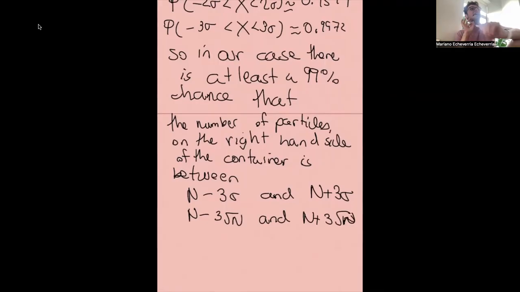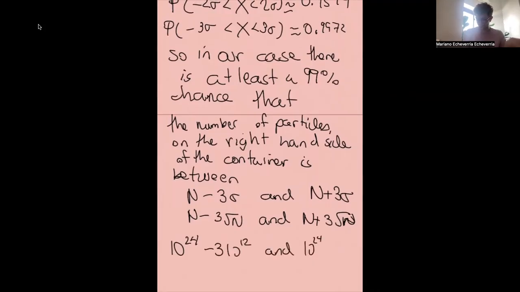But here it's important to understand the numbers we're talking about. For example, if n is about 10 to the 24, then you're saying that the number of particles is between n minus 3 times 10 to the 12, and 10 to the 24 plus 3 times 10 to the 12.